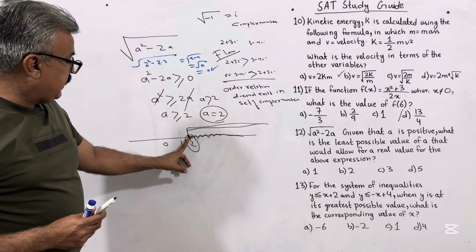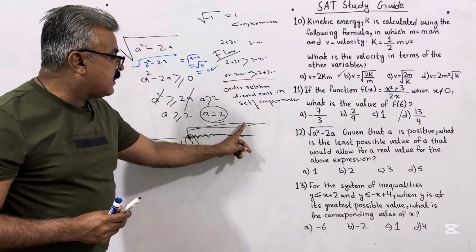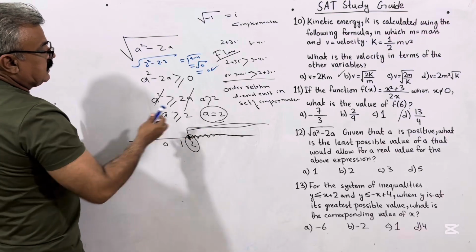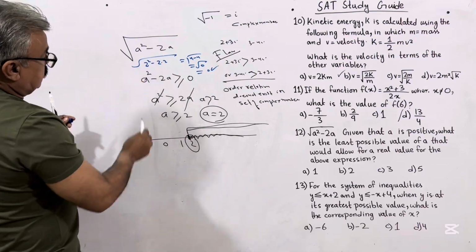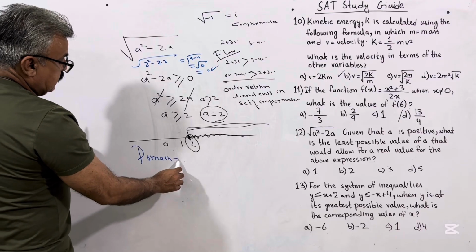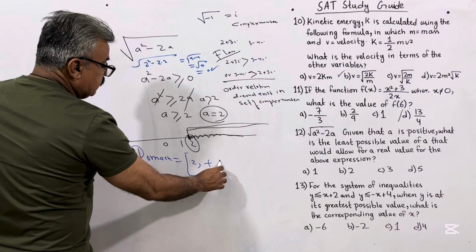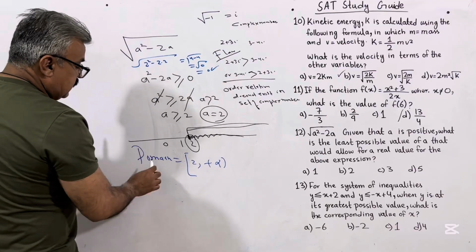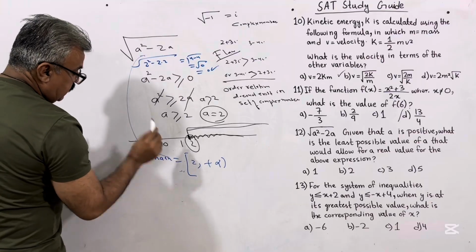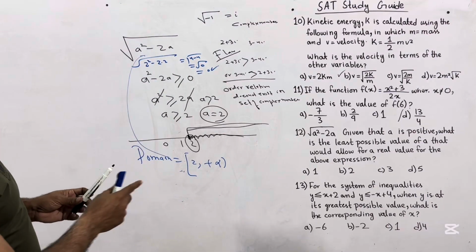Solving for a, we have a is greater than or equal to 2, meaning from 2 we travel in the rightward direction. All these values have been included in the domain. So we write the domain of this function as the half closed interval from 2 to positive infinity. That is the domain of this function.